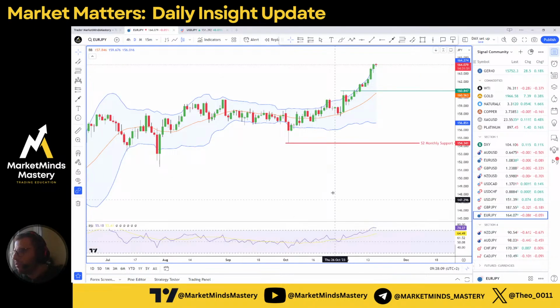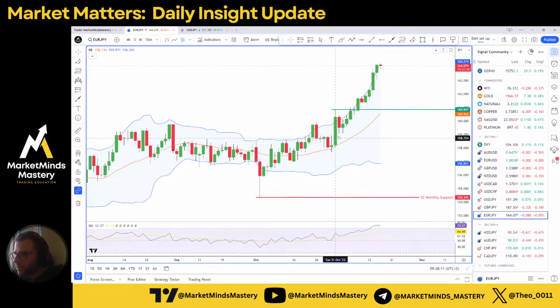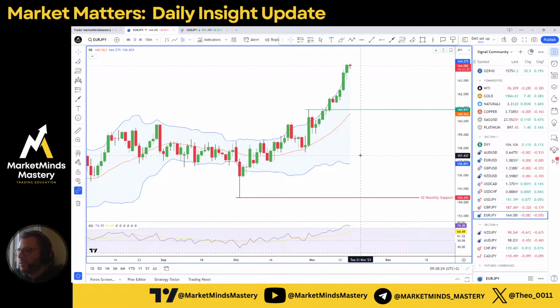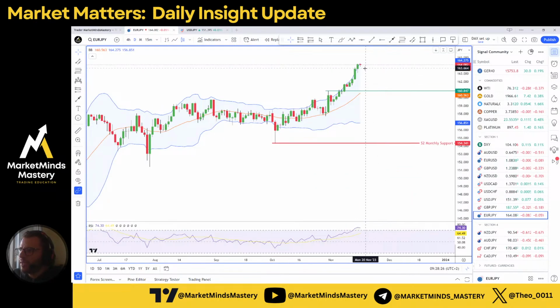Next one, Euro JPY. It's still walking the bands. That's how we call it. And yeah, I'm not interested to buy anything here. I'll be waiting to see some retracement. Maybe price comes somewhere there, and then look for buying.